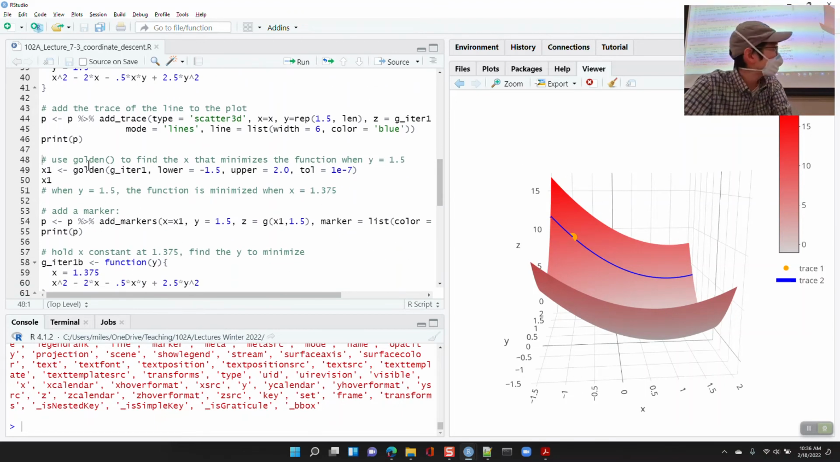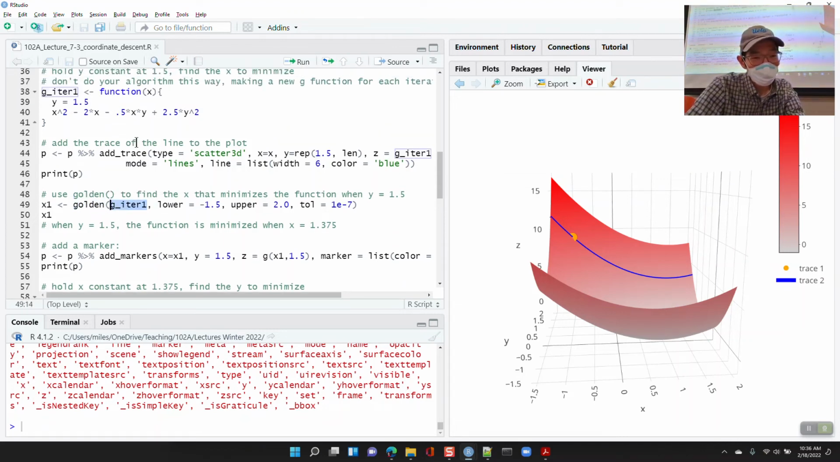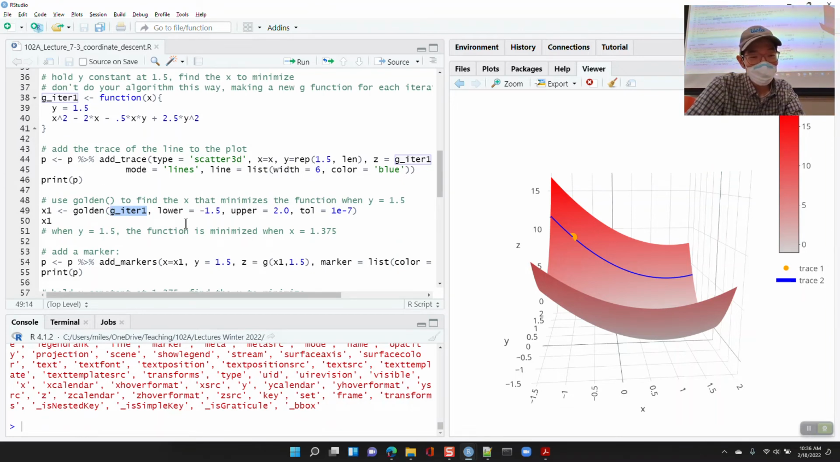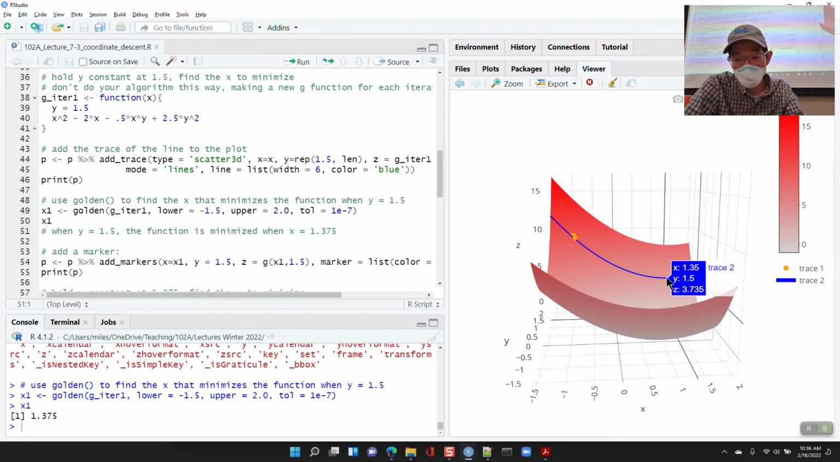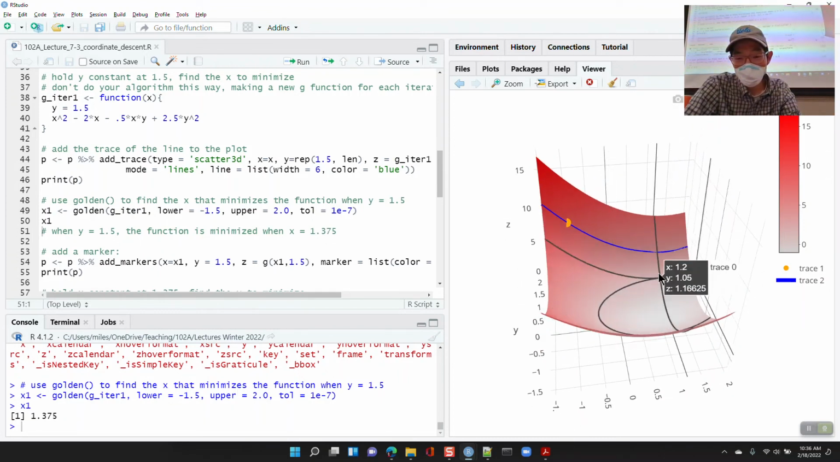Okay, so I'm going to use golden section search. I'm going to use the function I've called g iteration 1, and we're going to search from x equal to -1.5 to x equal to 2, and ask what value of x will minimize this. It comes back and says the value of x that will minimize this blue function is 1.375. So somewhere right around here. I'm going to add a dot to show you the point that minimizes this function.